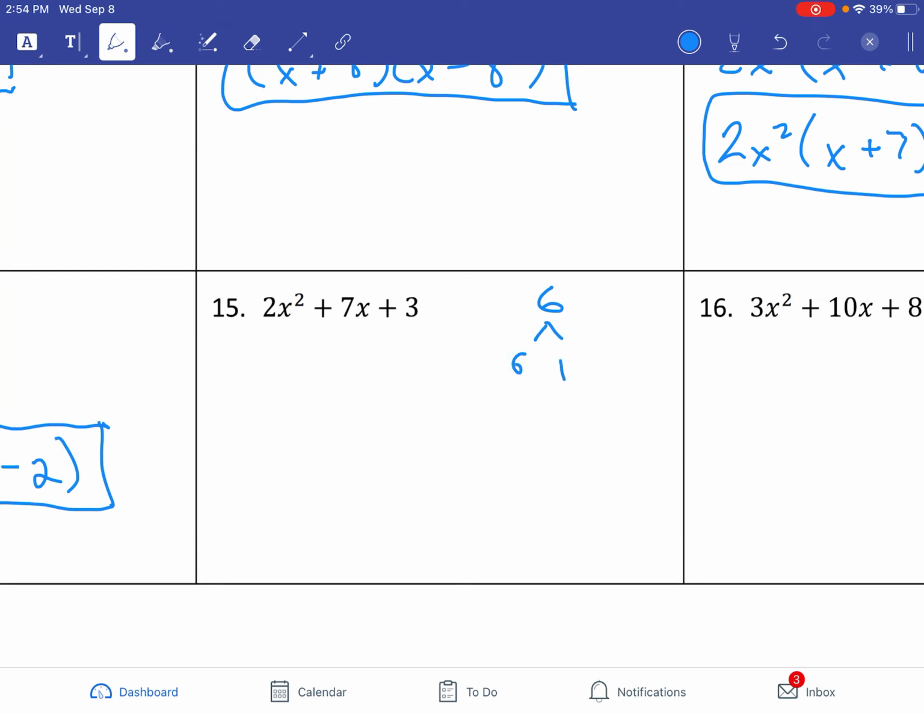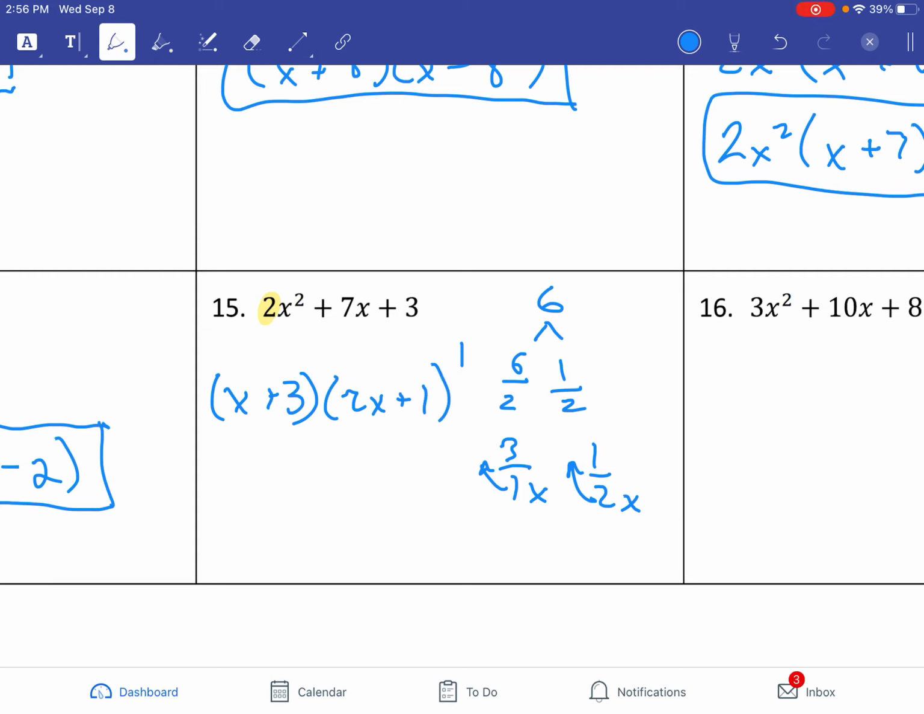So 6 times 1 is 6, but 6 plus 1 is 7. I'm going to use the bottoms up method, so I'm going to put the denominator of the a term, which is right here, of 2 in the denominator, and then reduce my fractions. So I'm going to get 3 over 1, 1/2. X's go on the bottom, they come up to the top. So we get x plus 3 and 2x plus 1. And I've just factored number 15.